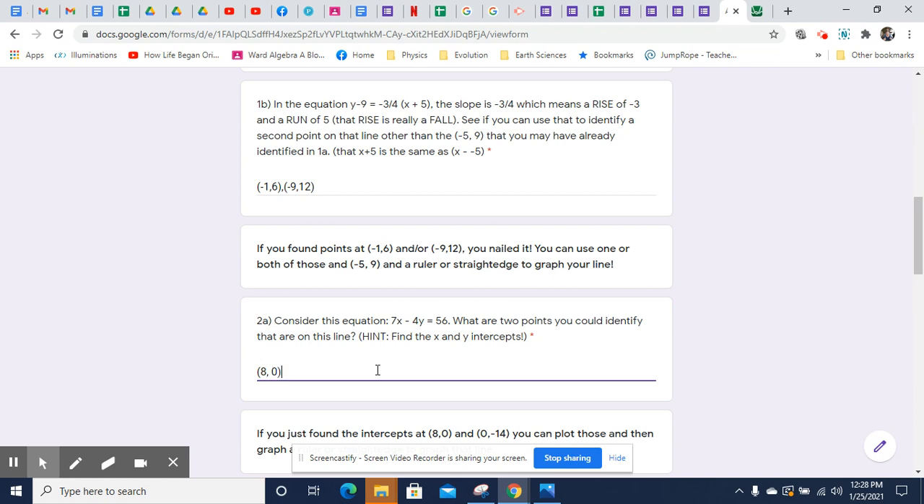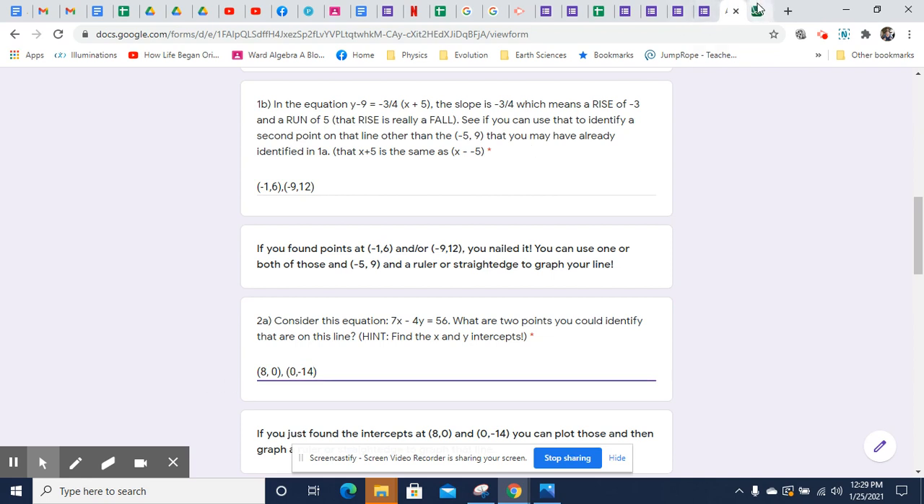And then we should have a y-intercept. Well, the y-intercept is when x is 0. So we just have negative 4y equals 56. So 7x goes away, and we're left with negative 4y equals 56. So it's going to be a y-intercept at 0, comma 56 over negative 4. And 56 over negative 4, we can reduce into negative 14. Okay, and so that is a second point on that line.